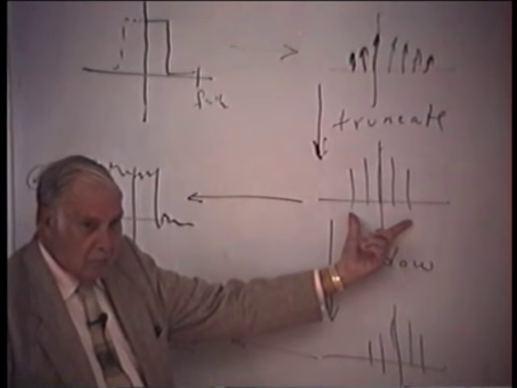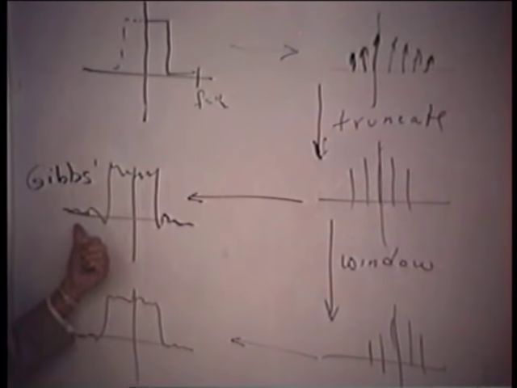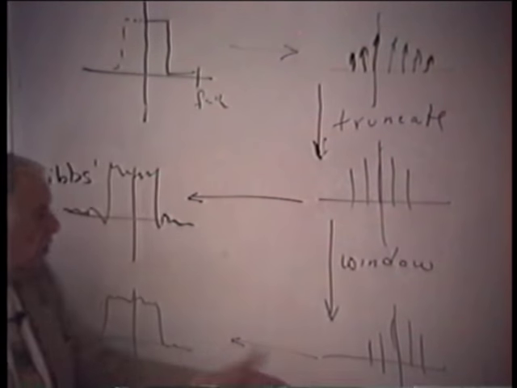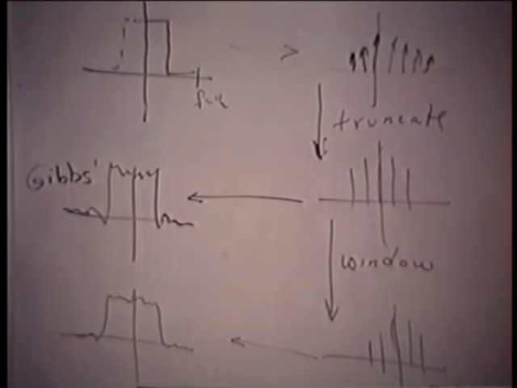Now, when you truncate, you have the Gibbs phenomenon. So you window, and then you have a reasonably decent filter. The ripples of the Gibbs are cut down by a factor of roughly 10, or more, depending upon the window. So you can see how simple it is to design. There are only two difficult things. One, what N do you pick? And two, what window do you pick?